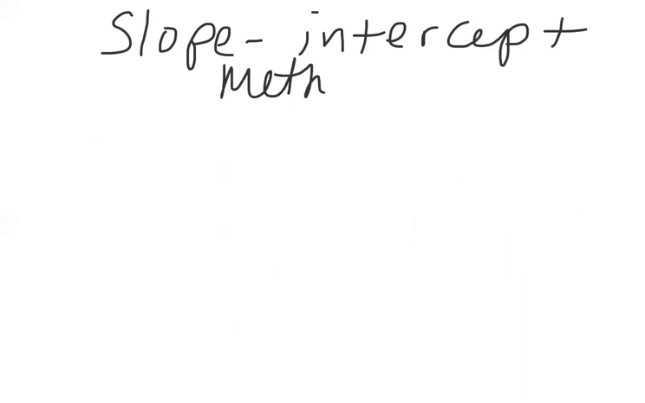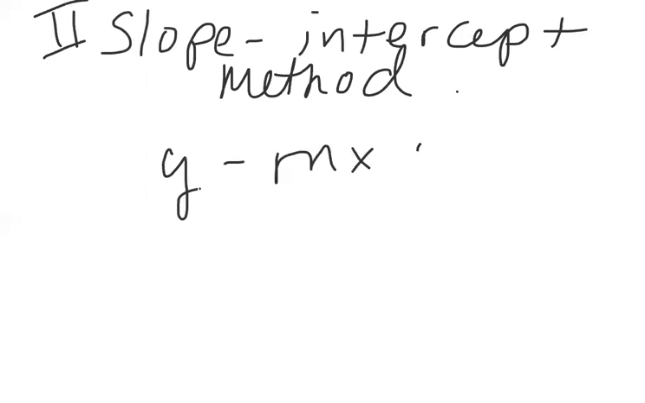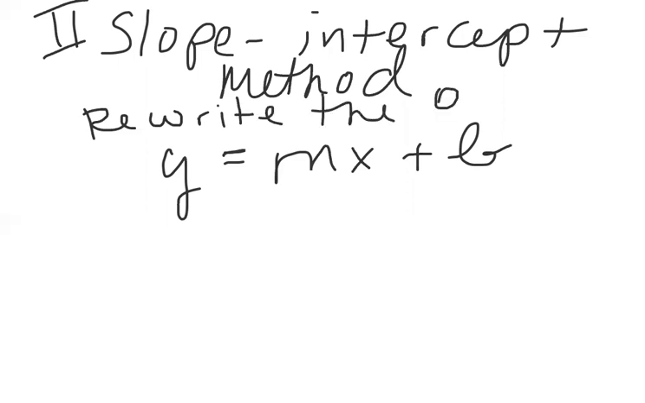And this is the one that you guys are very comfortable with, method number 2. The slope-intercept method is y equals mx plus b. Of course, when you're using this method, you have to rewrite the equation in y equals mx plus b form.